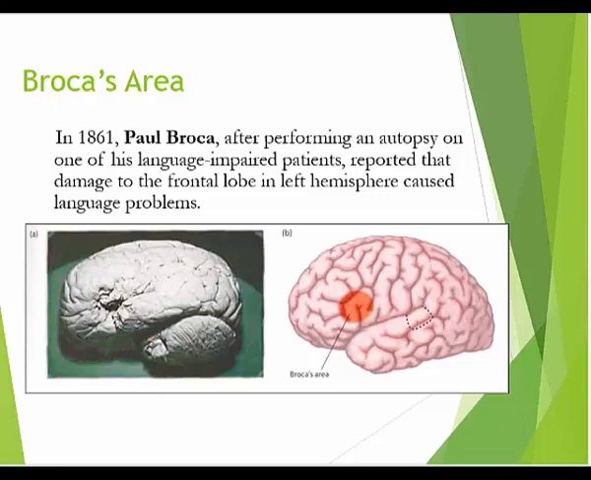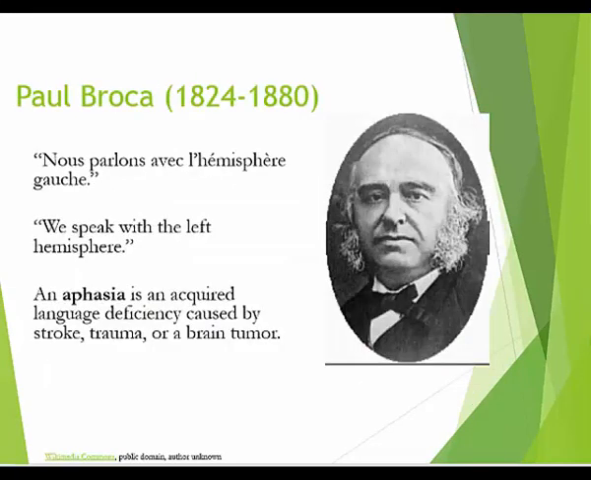This area, located in the frontal lobe as shown here, was subsequently named Broca's area. And Broca famously concluded, "We speak with the left hemisphere," because the damaged area was again located in the left hemisphere in the frontal lobe. An acquired language problem, like the problem that Broca's patient had, is called an aphasia. Aphasias are commonly caused by strokes, trauma, as well as tumors.